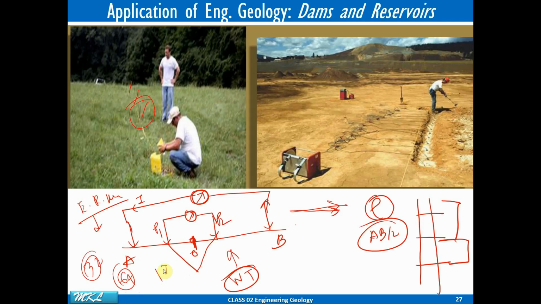They put all the electrodes on the ground like this, and they are doing the ERT to get a 2D image. For the initial case, this will be the current electrodes C1 and C2, and this will be the potential electrodes P1 and P2. In the later case, this will be the current electrode C1, this will be P1, this will be P2, and this will be C2. Like this way, they generally do the survey. It's called electrical resistivity tomography, or in short, ERT.